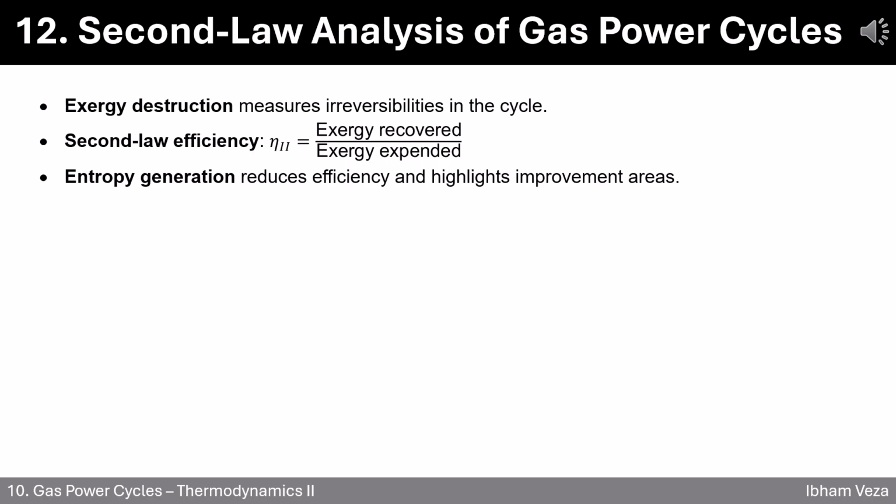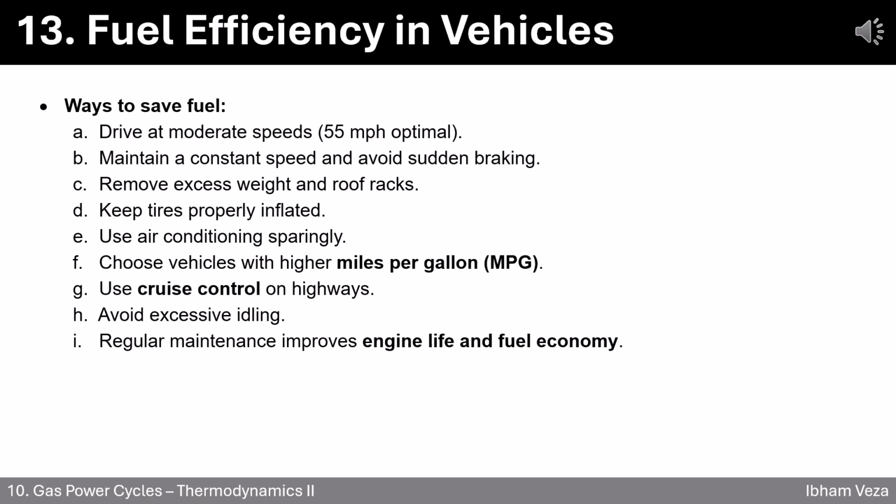A higher value means less waste and better design. Entropy generation is the culprit that lowers efficiency. By identifying where entropy is created, we can find weak spots in the cycle and know exactly where to improve. This second law approach helps engineers go from how much energy to how well we use it, leading to smarter, more efficient power cycles. Let's end by talking about how to improve fuel efficiency in everyday driving.